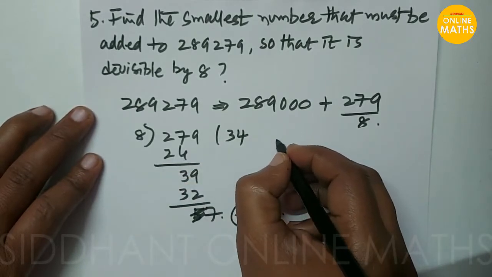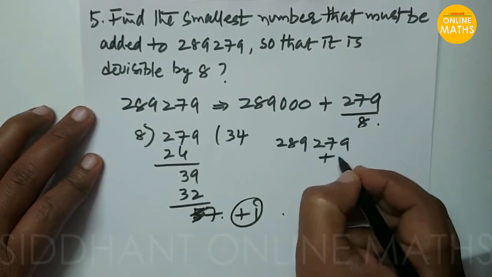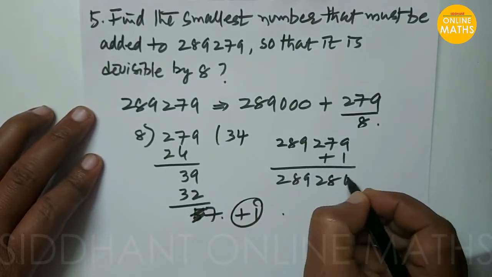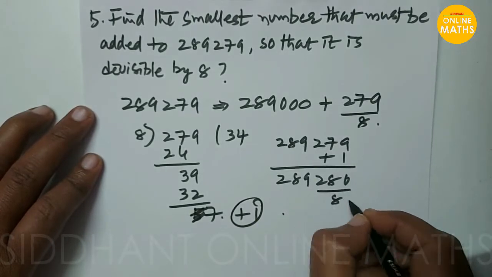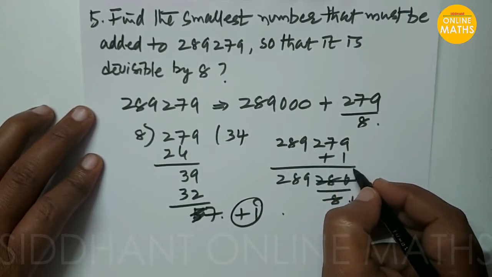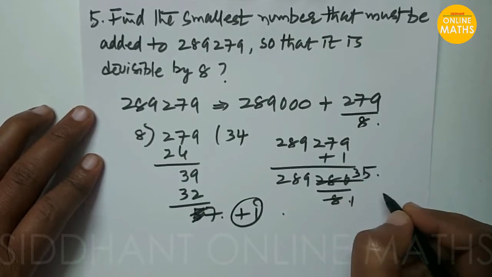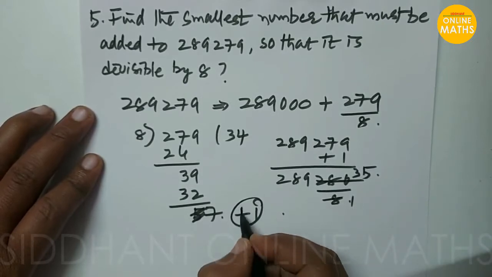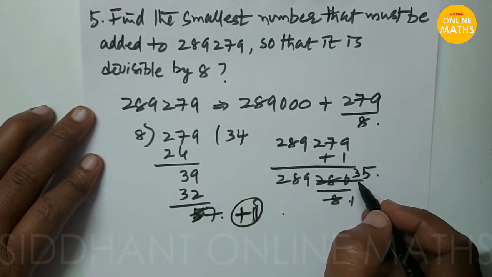Suppose we are going to add plus 1 to this, we get 280, and this 280 we are going to check whether it is divisible by 8 or not. So 8 threes are 24, and we get 40 and 5, so it exactly divides. So here we are going to add plus 1 to this number so that it is divisible by 8 here.